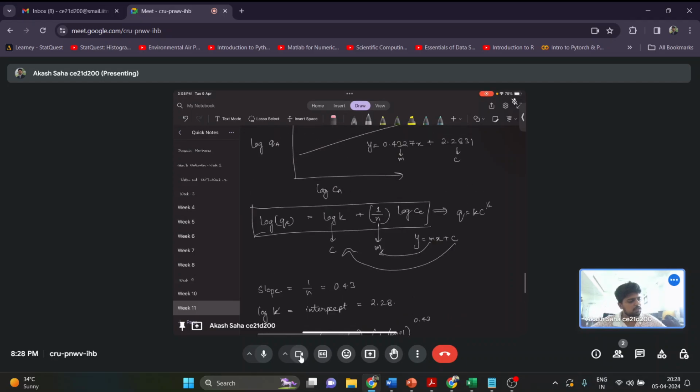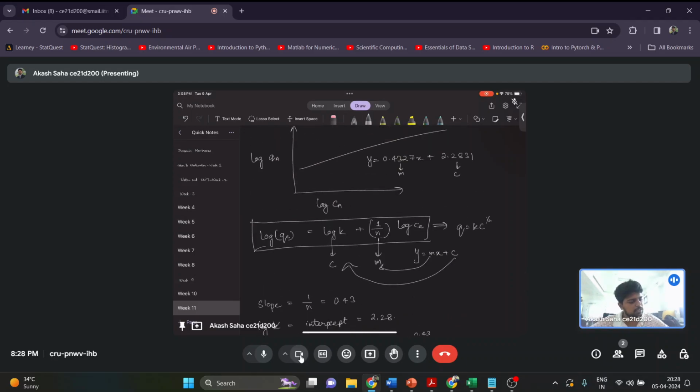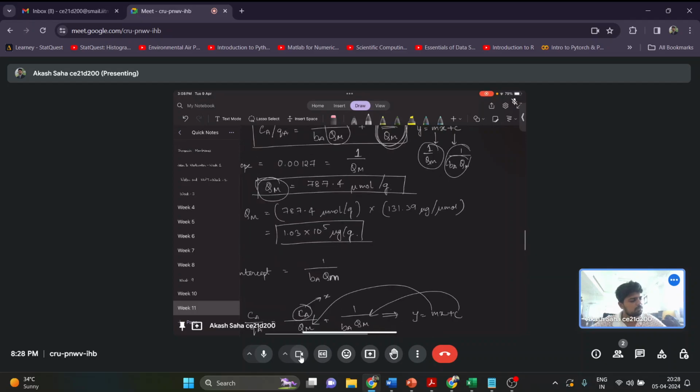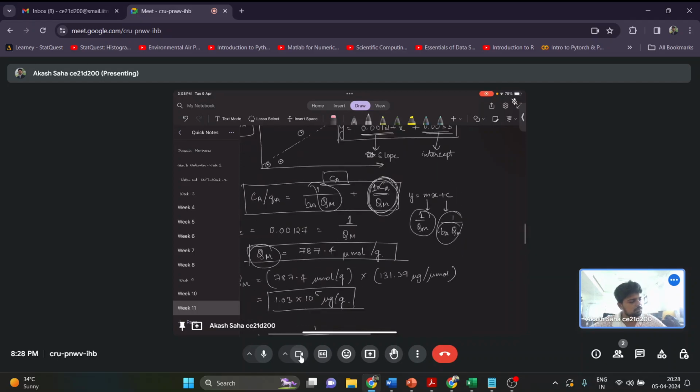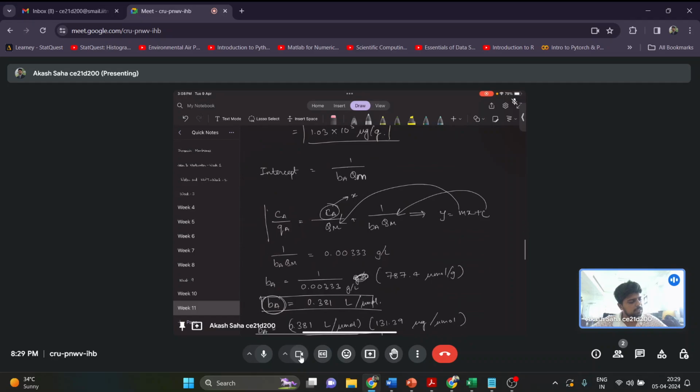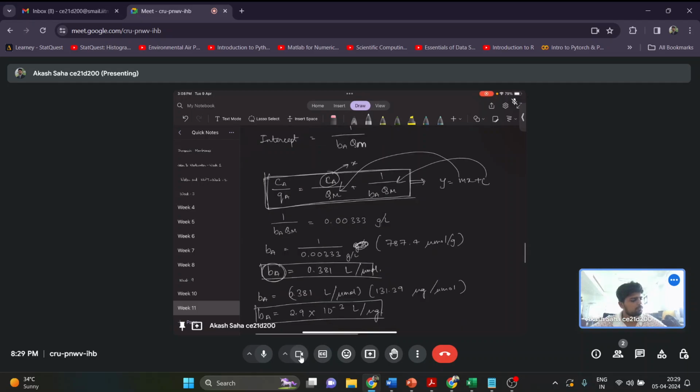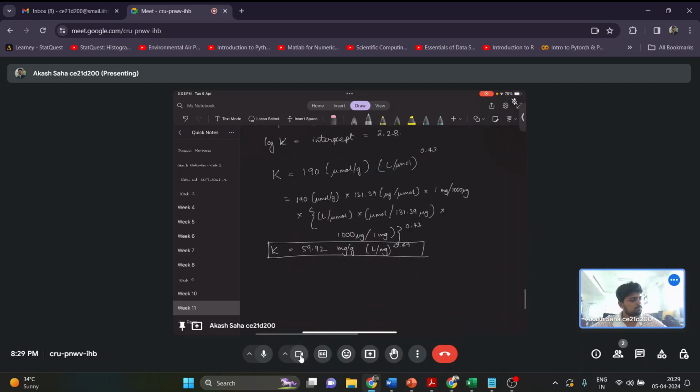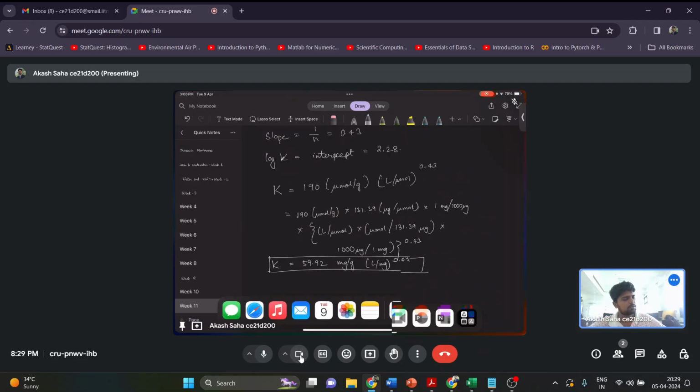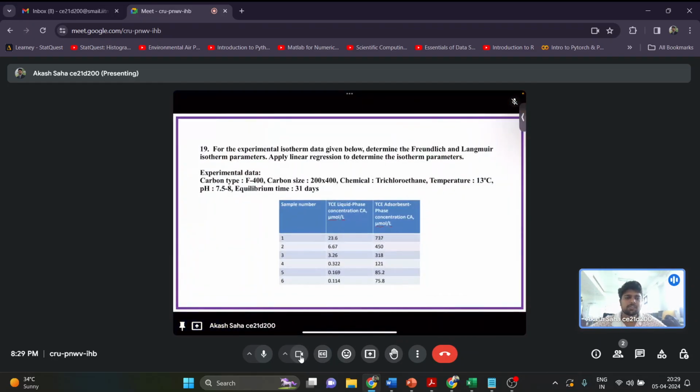Okay, so basic equations of this isotherm should be known so that we can get a straight line. So this is the straight line equation for Freundlich, and this one is the straight line equation for my Langmuir. Okay. So I hope it's fine. So this was the final problem.